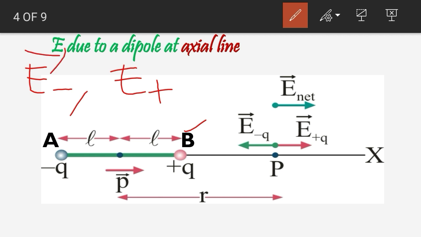Since it is a vector quantity at the point P, and we have two vector quantities, E plus and E minus, the net vector we shall determine by applying the vector addition rule. We determine its direction, in which direction they are going, then apply the vector addition rule, and the final answer will be the answer of our long question. Clear?